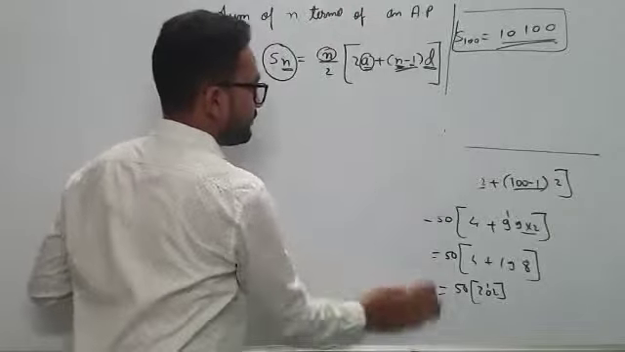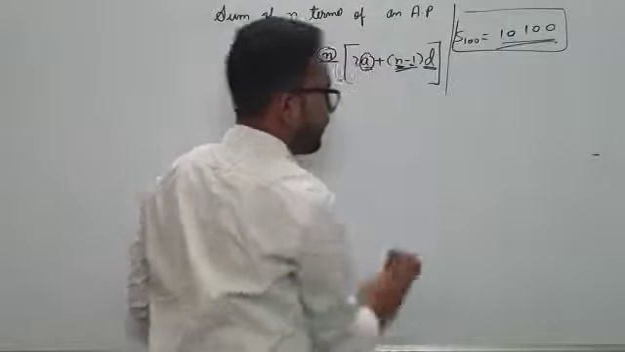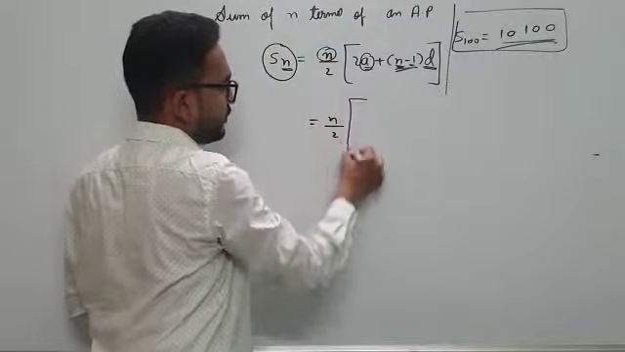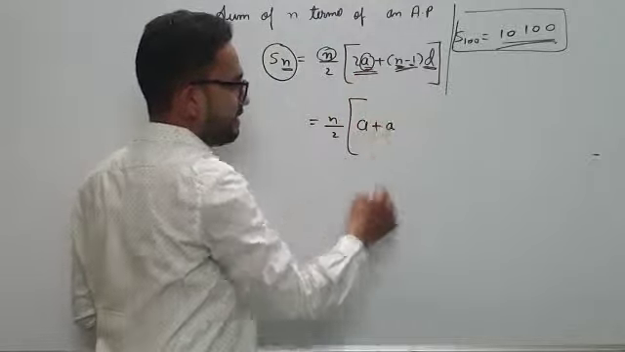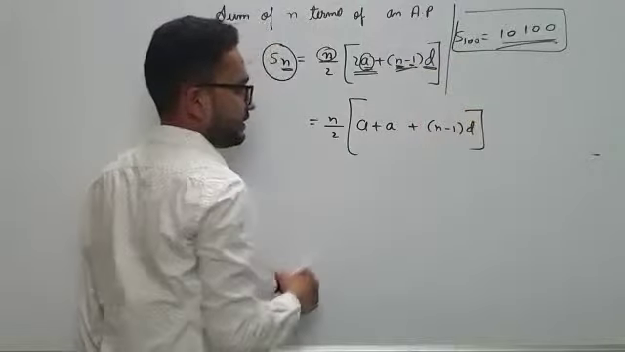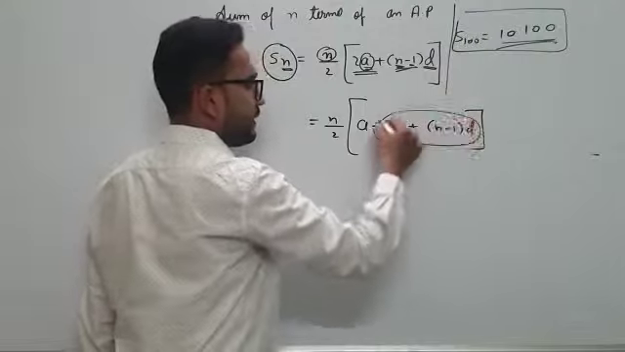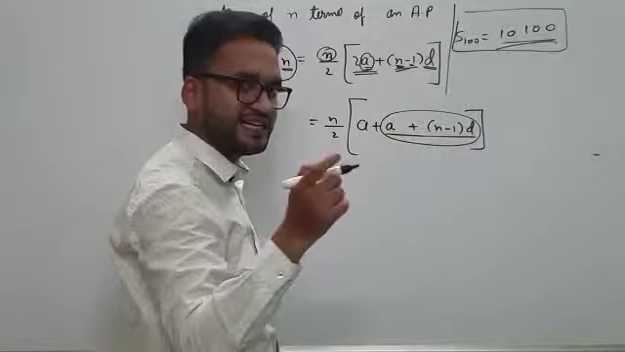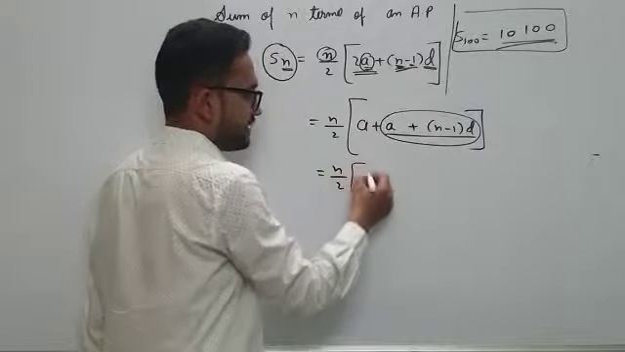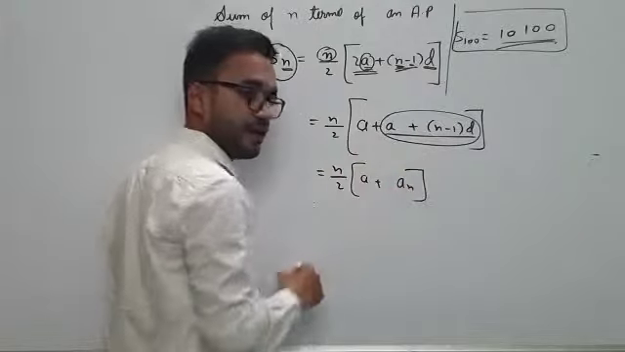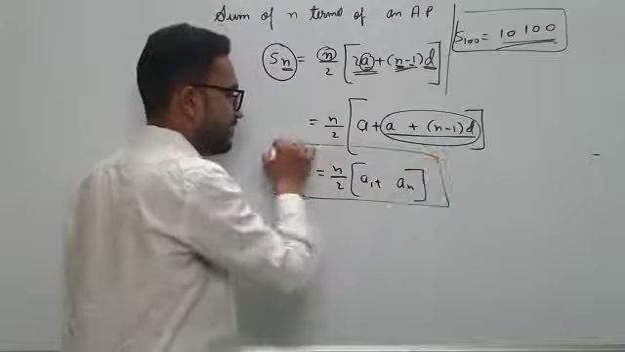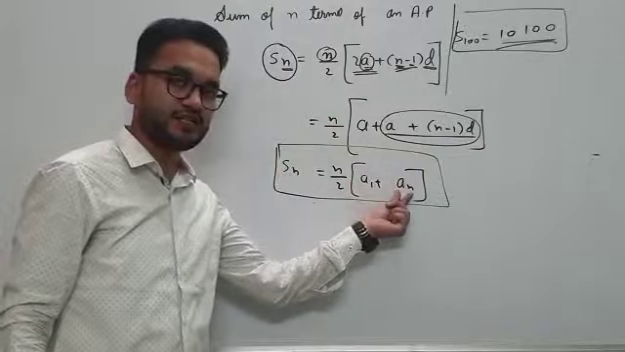Here we can modify the formula in this particular form as well. This is n by 2. After this we have 2a, and 2a can definitely be written as a plus a, and (n minus 1) into difference. Now see this circled part. a plus (n minus 1) into difference is nothing but the formula of an, the nth term. So this a is as it is, and the circled part can be written as an. Here a is a1. So the formula for Sn can also be written as n by 2, first term plus last term.